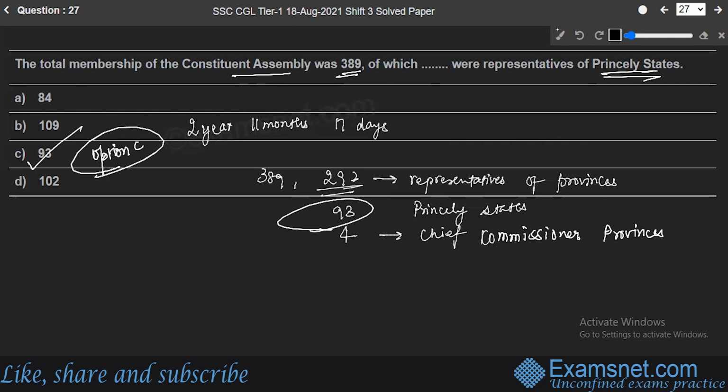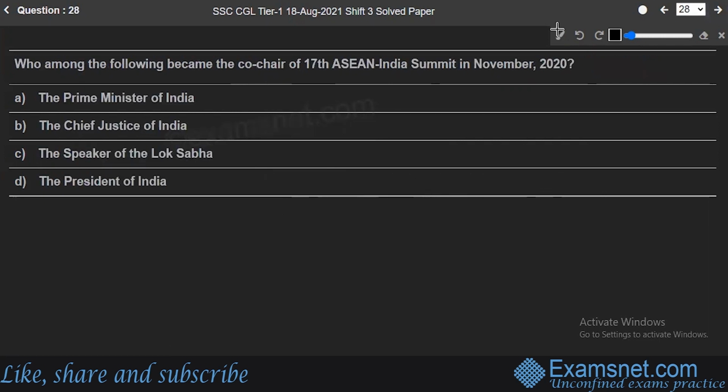Hope you are clear. Next, question number 28. Who among the following became the co-chair of the 17th ASEAN India Summit in November 2020? The Prime Minister of India, the Chief Justice of India, the Speaker of Lok Sabha, or the President of India? The correct answer is option A, Prime Minister of India. The 17th India ASEAN Summit was co-chaired by PM Narendra Modi along with the Vietnamese Prime Minister.